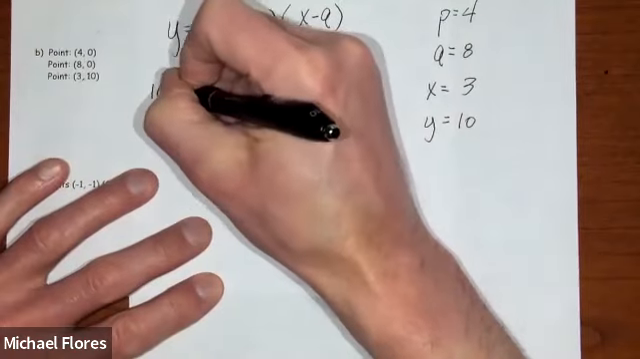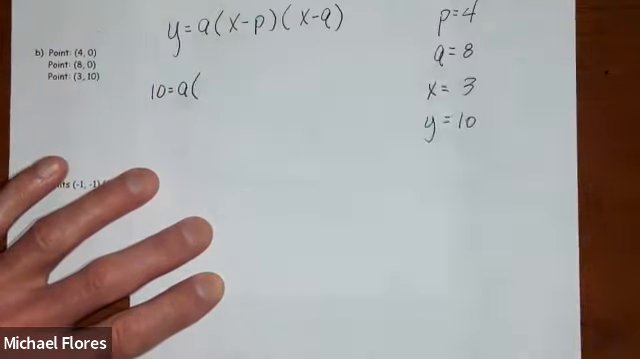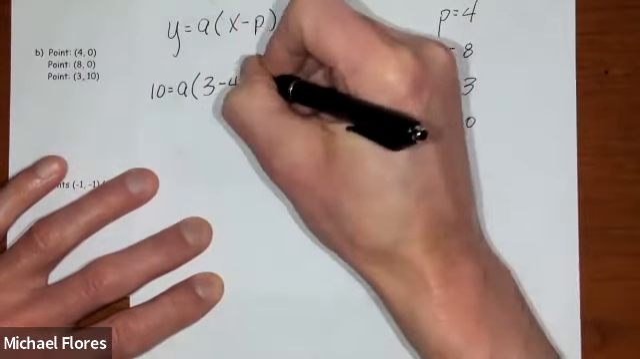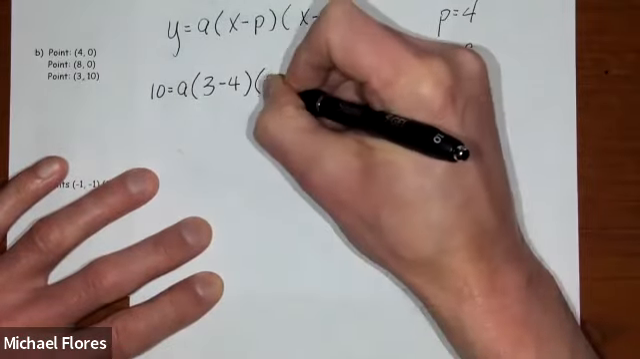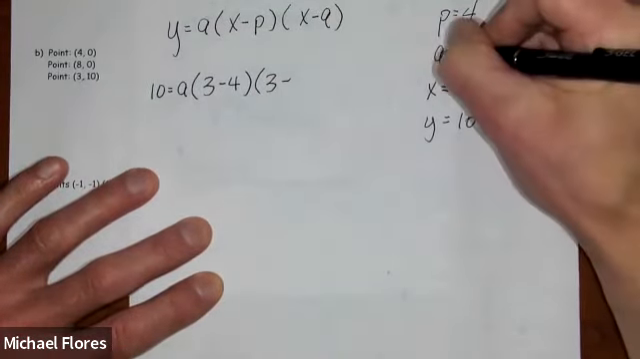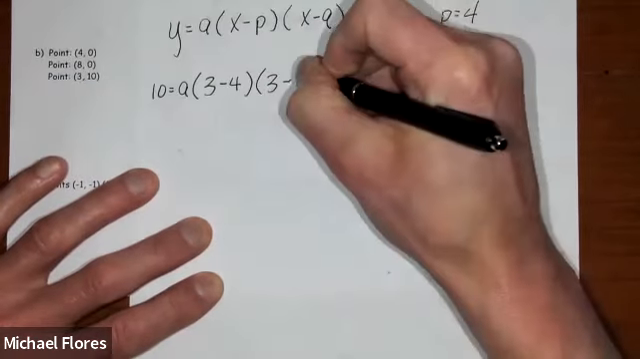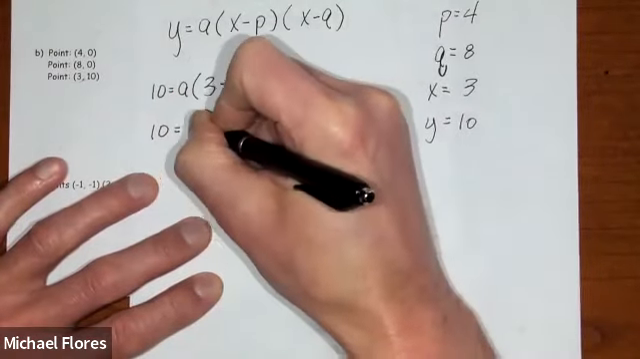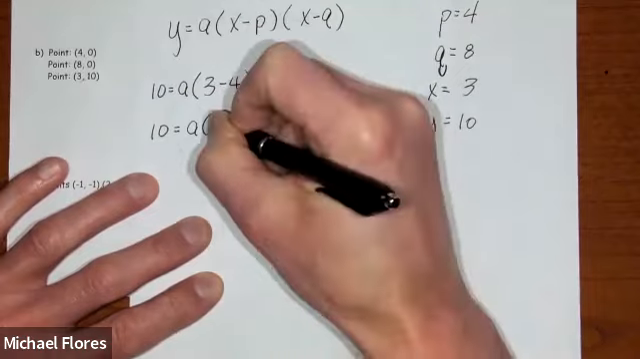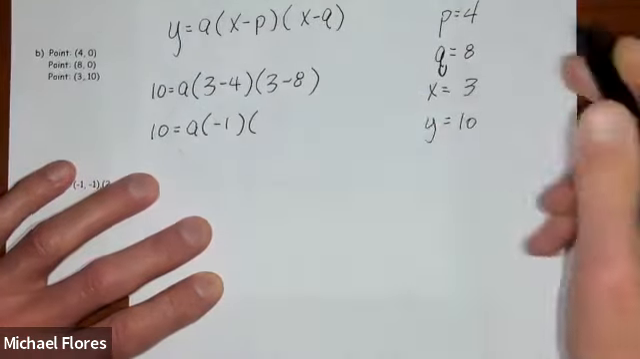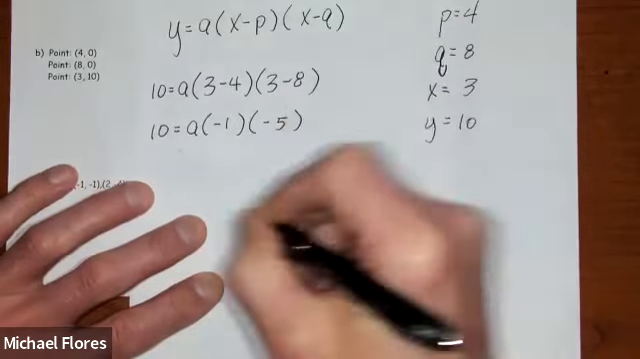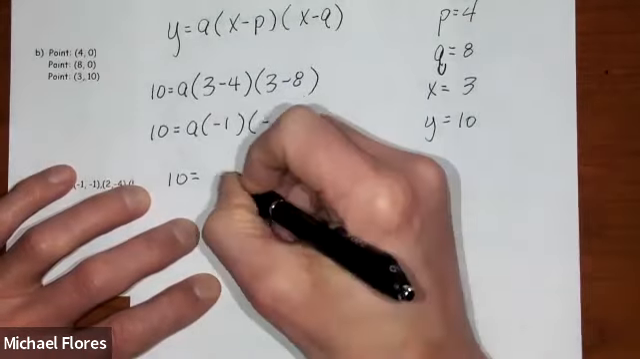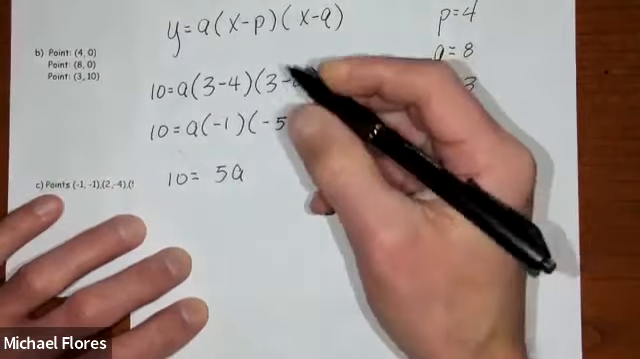We want y to be 10. X here we want to be 3, and then minus our p-value. X is still 3, minus our q value. That looks like an A, it should be a q. And then begin simplifying. Parentheses first. 3 minus 4 is -1. 3 minus 8 is -5. And now we have A times -1 times -5, which would be 5A.